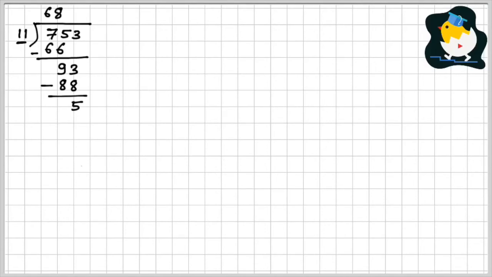So if we go by, let's say, the first type, where we don't want the fractional answers, then your quotient is 68 and your remainder is 5. For example, we can say that if we have 753 things to be distributed among 11 people, each of them will get 68 and 5 will remain, because we cannot distribute it further. But if I want to go up to the fractional part, I will divide by 11.